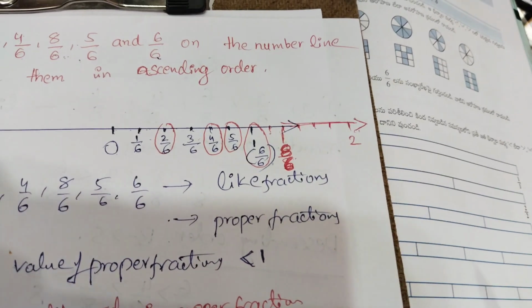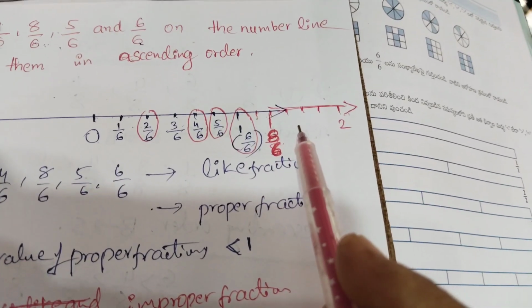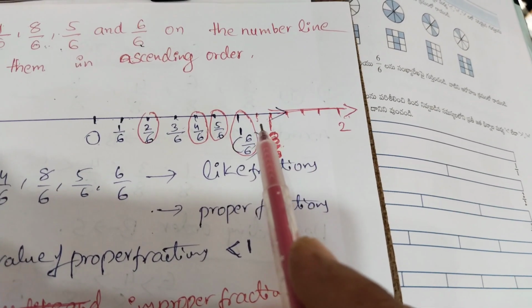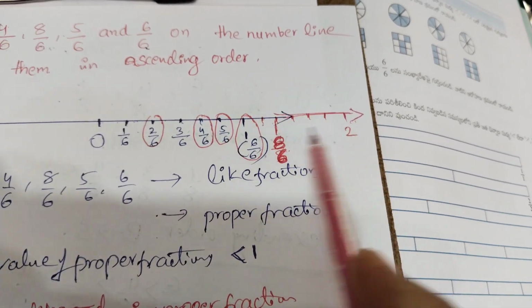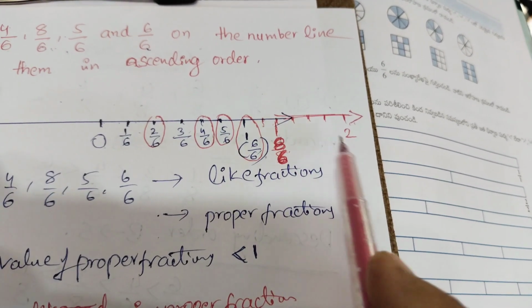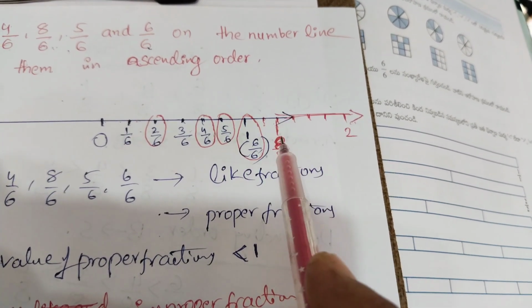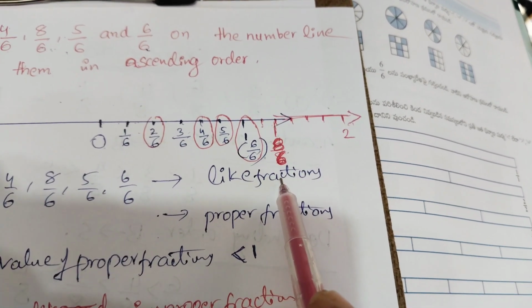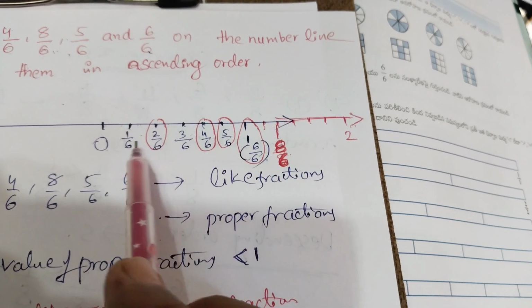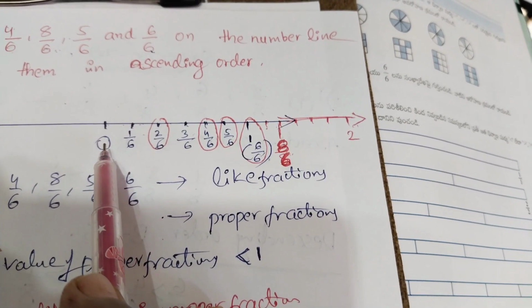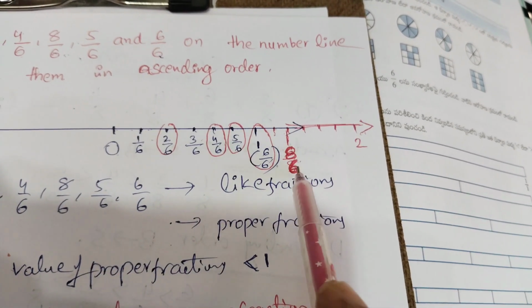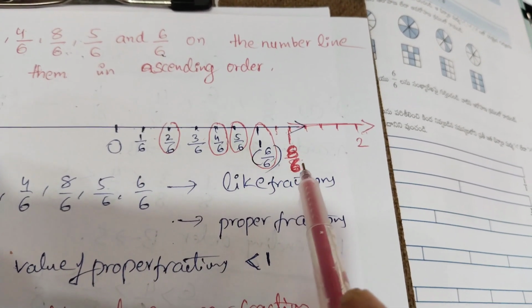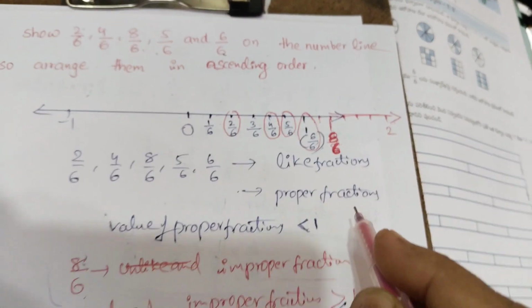So 1 after 2 by 6. Okay, for this I am going to divide the space between 1 and 2 on the number line into 6 equal parts. I am going to take 2 parts. That is, if we compare from 0 to this point, this is the 8 by 6th part for the given fraction.